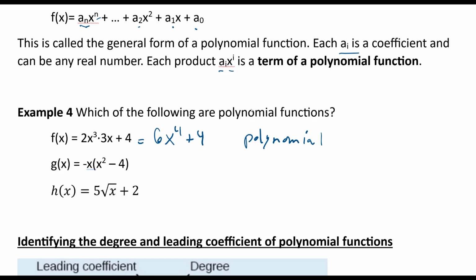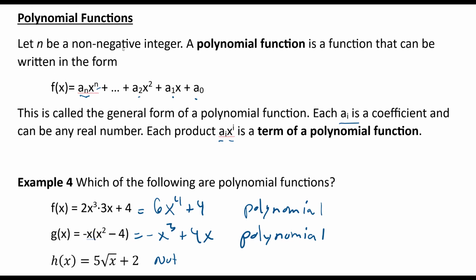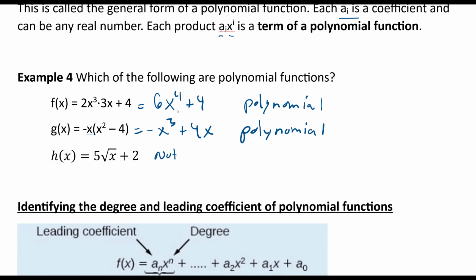Next one, if we distribute, that's negative x cubed plus 4x. That too is a polynomial. But this last one, 5 times the square root of x plus 2, that is not a polynomial. Because a polynomial is going to have non-negative integer powers, so either 0 or positive integer powers. So not a polynomial.